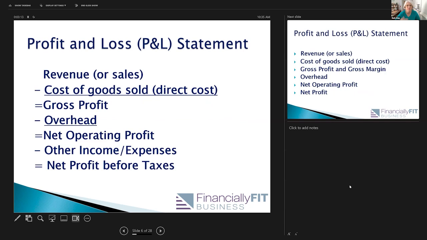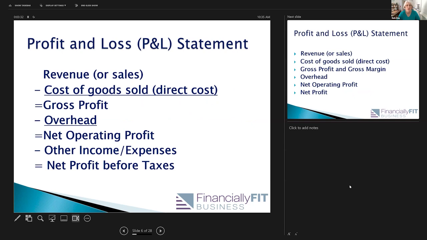And the format is revenue or sales, and I'll explain the difference in a minute. Subtract costs of goods sold, which are also called direct costs. That equals your gross profit. You subtract out your overhead. That gives you your net operating profit. Subtract your other income and expenses, and that gives you your net profit before taxes.